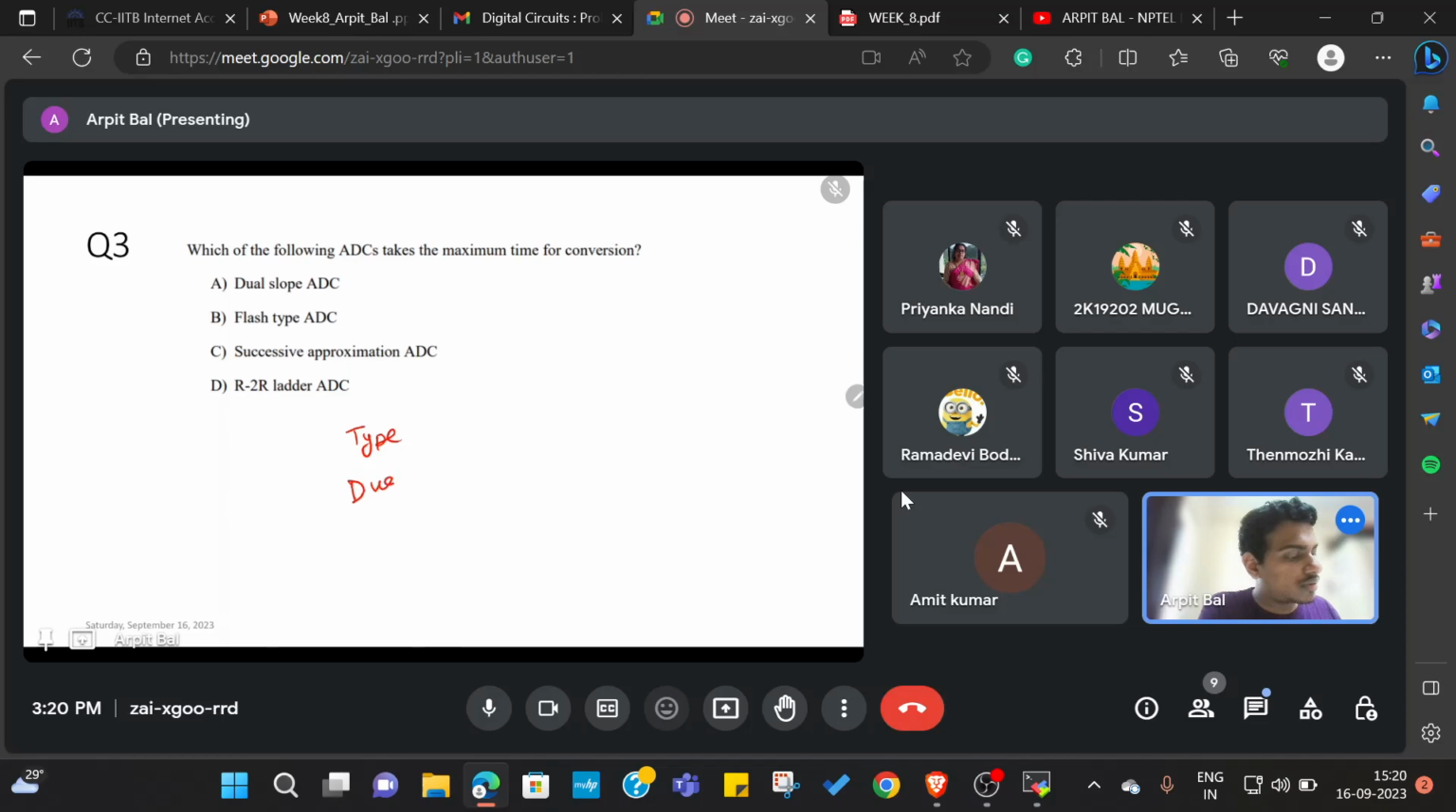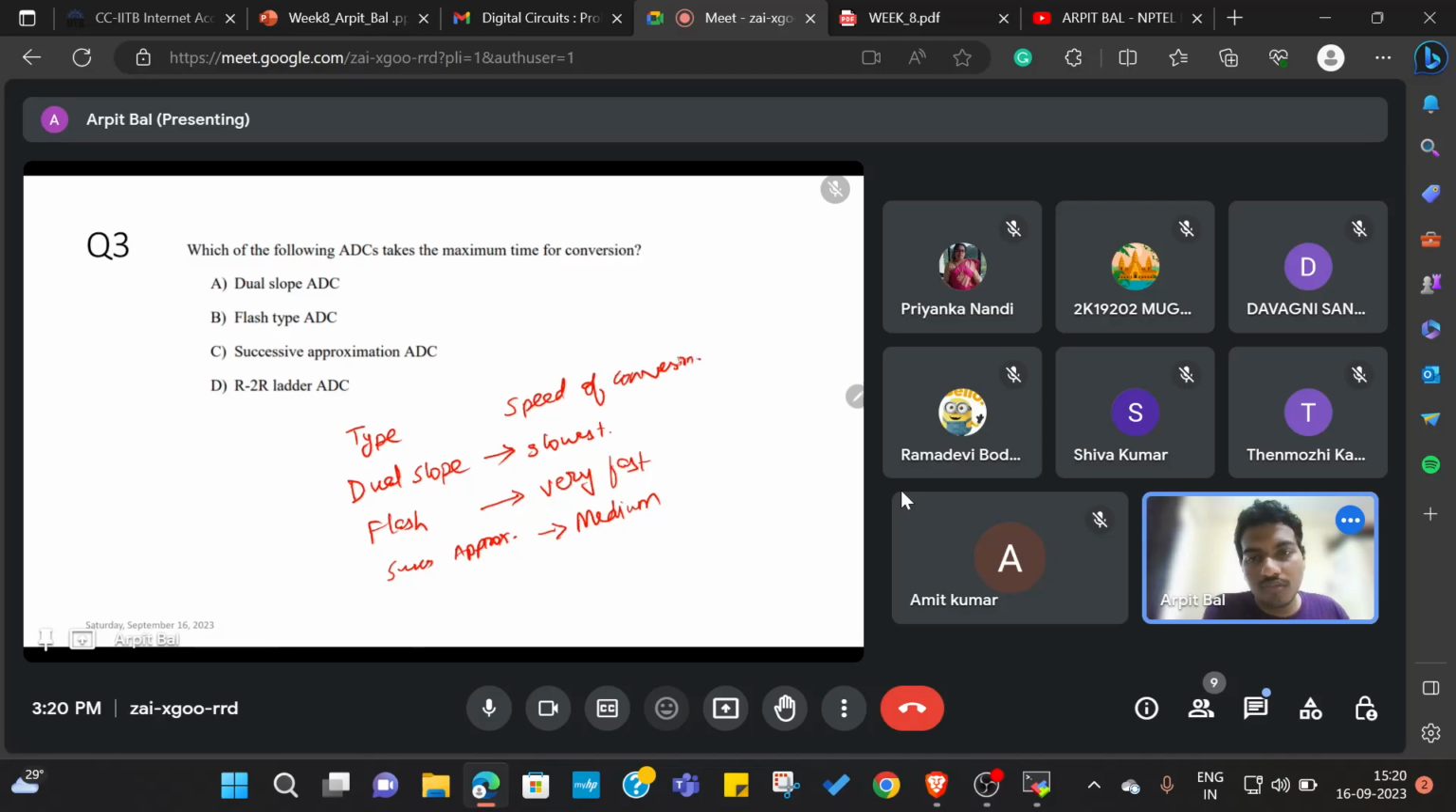Dual slope, flash, successive approximation. Flash is very fast, and that's why the name flash. Next is successive approximation, so let's say it is medium. Then dual slope is the slowest. This is the speed of conversion. So this question asks which ADC is going to take the maximum time for conversion. It is dual slope, right? Because it is going to be the slowest.